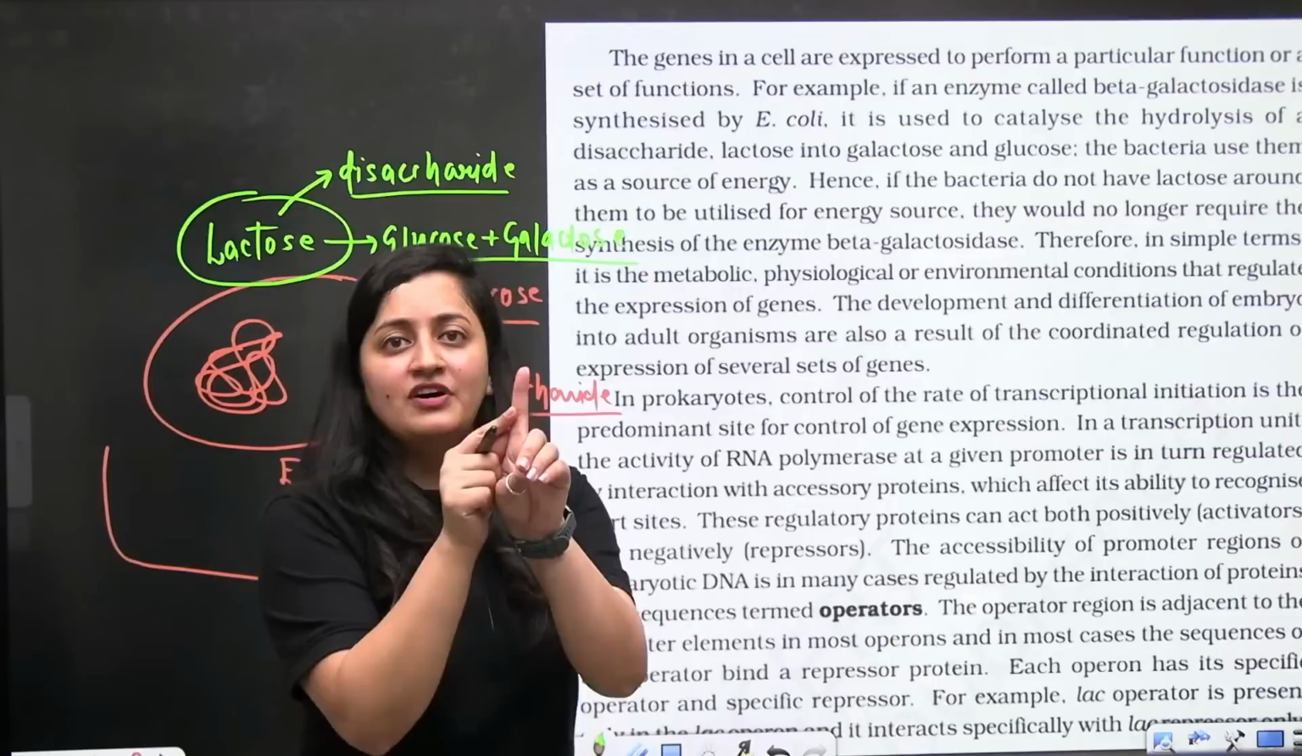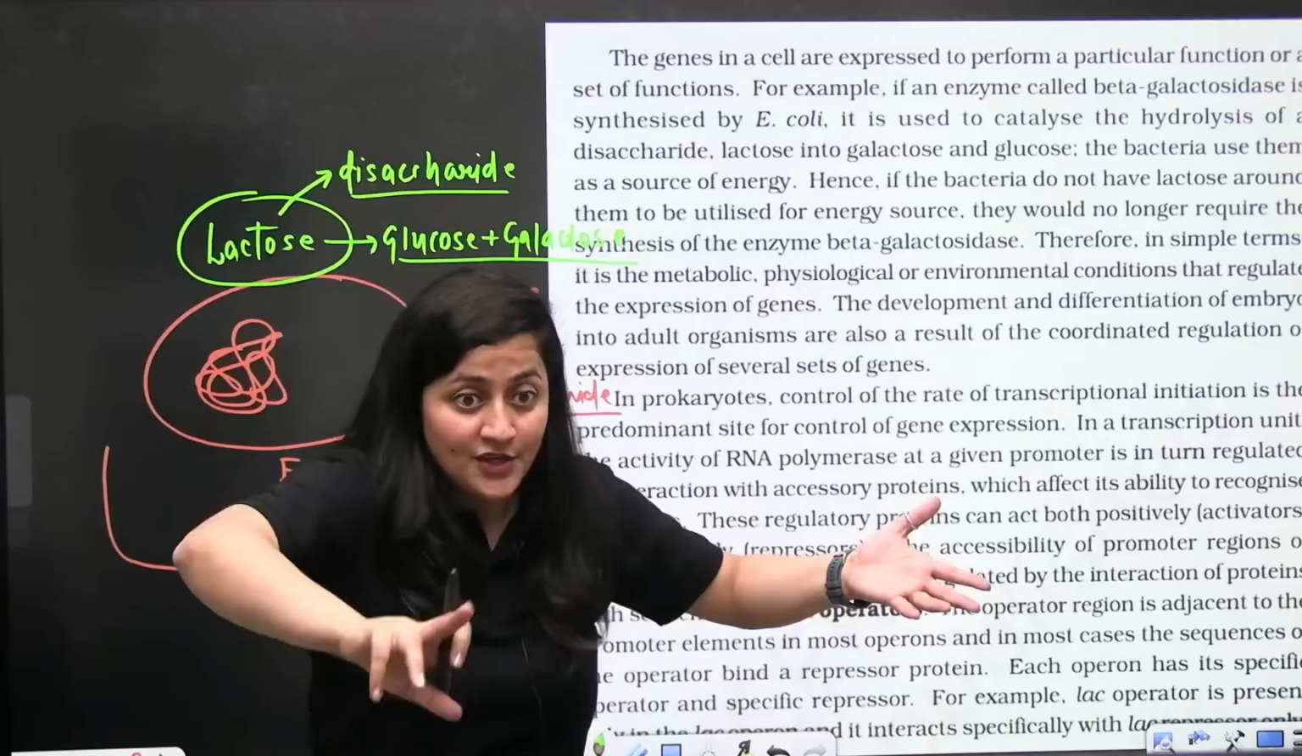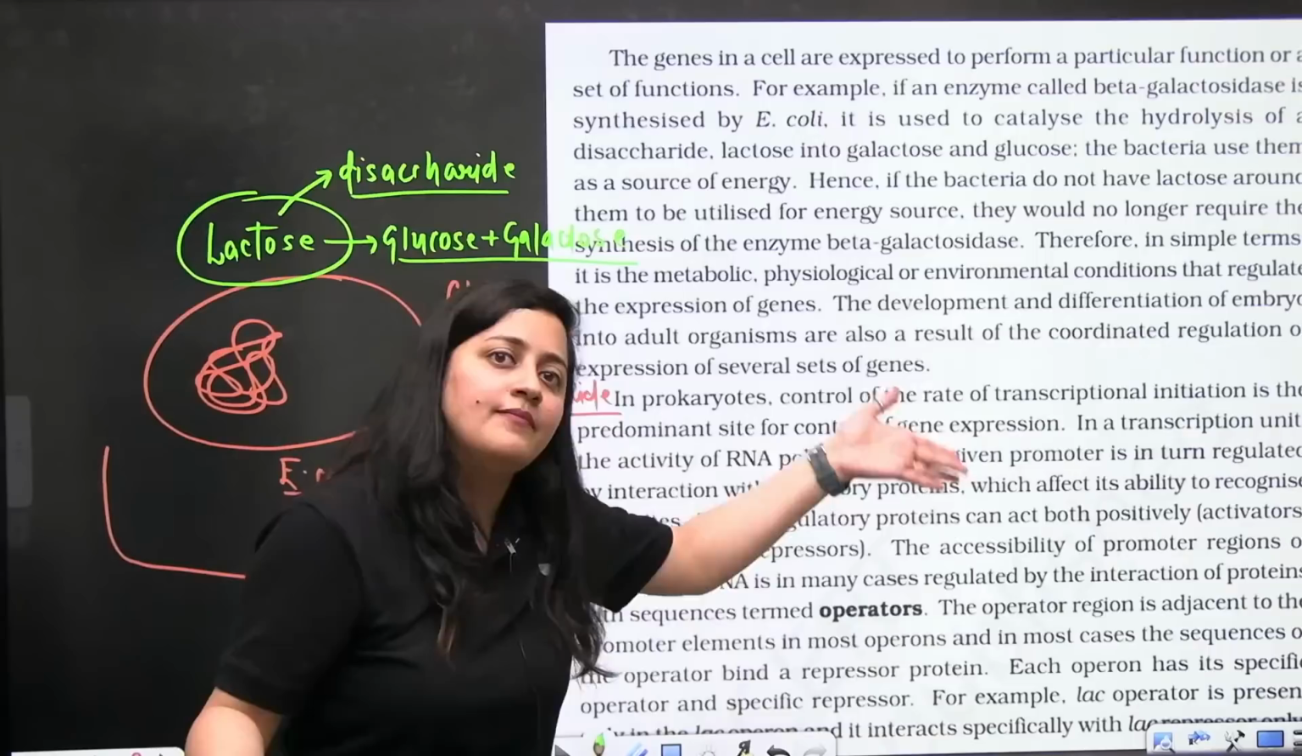Let's say you are entering a room. In that room, electricity is not there. The power button is not on. So what will you do? First of all, you will switch it on, isn't it? Of course. So by default, something is off and we need to switch it on.